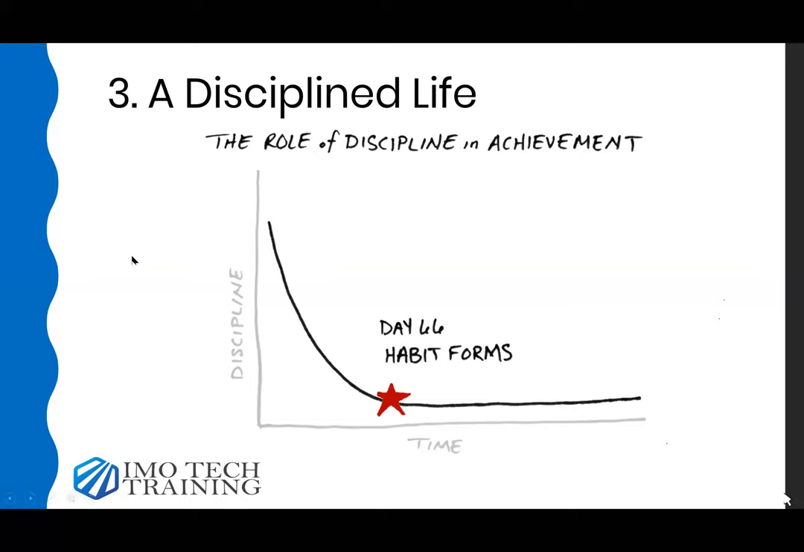So discipline, you see here, this is the amount of discipline it takes on the vertical side, and this is time on the horizontal. So you start with discipline, but as time goes on, your discipline starts to drop, right? So discipline alone isn't good enough for you to accomplish your goals.